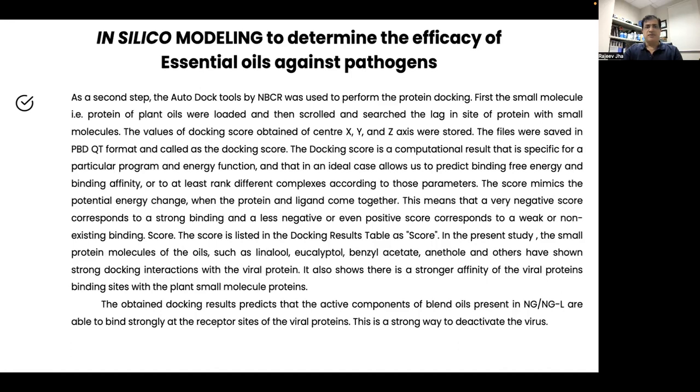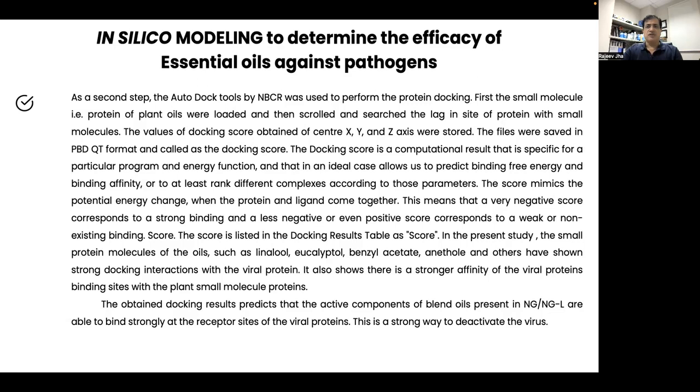As a second step, AutoDock Tools by NBCR was used to perform the protein docking. First, the small molecules, the proteins of plant oils, were loaded, and then the ligand inside the protein was scrolled and searched with the small molecules. The values of docking score obtained at the center X, Y, and Z axis were stored. The files were saved in PDBQT format and called the docking score.